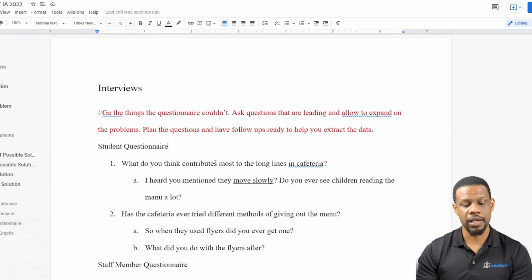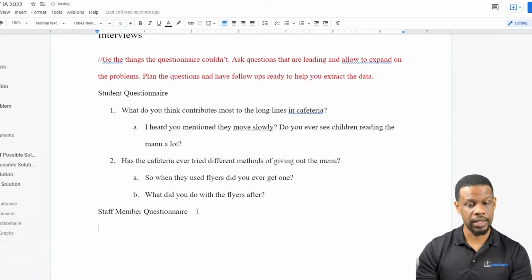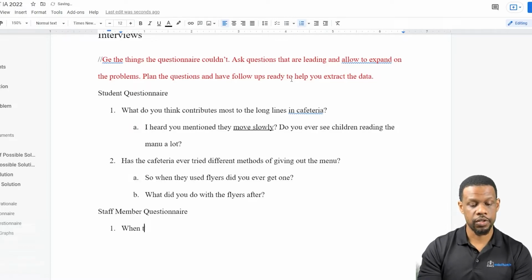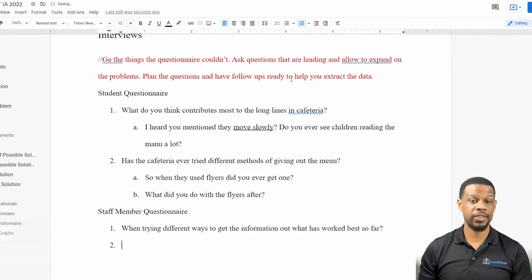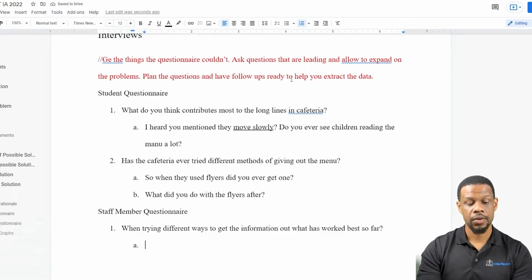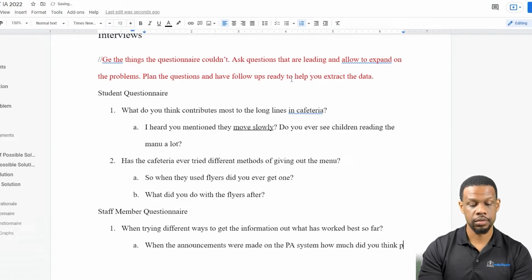Alright, so if it was a staff member questionnaire, you could now put it in a way that says, I don't know, something like, when trying different ways to get the information out, what has worked best so far? What kind of answers they will give you? We don't know, but you could say, when the announcements were made on the PA system, how much did you think people listened?